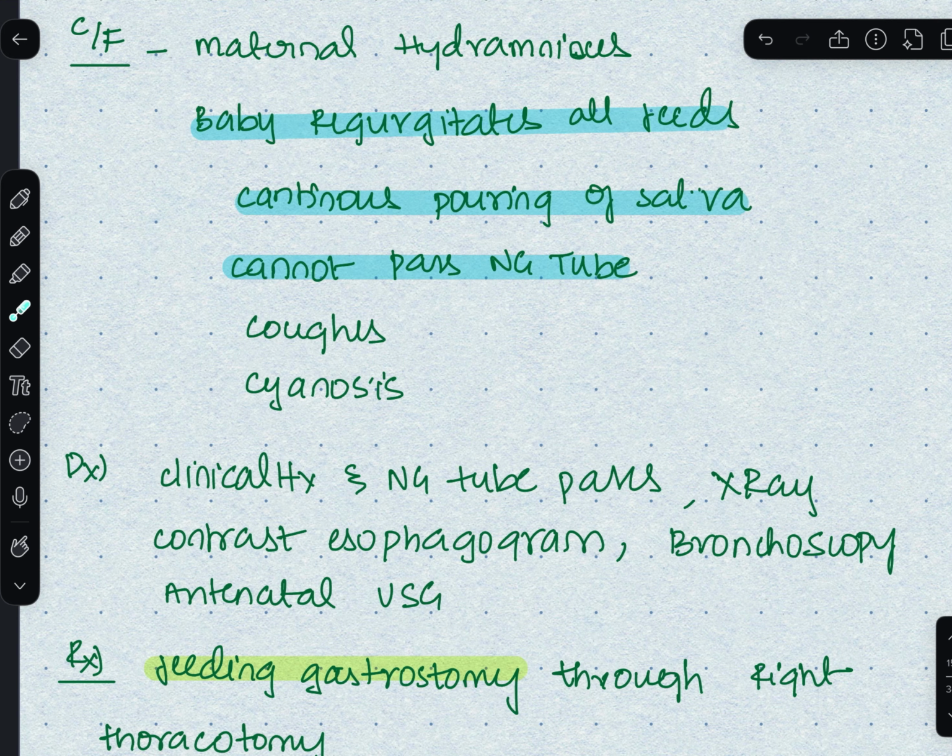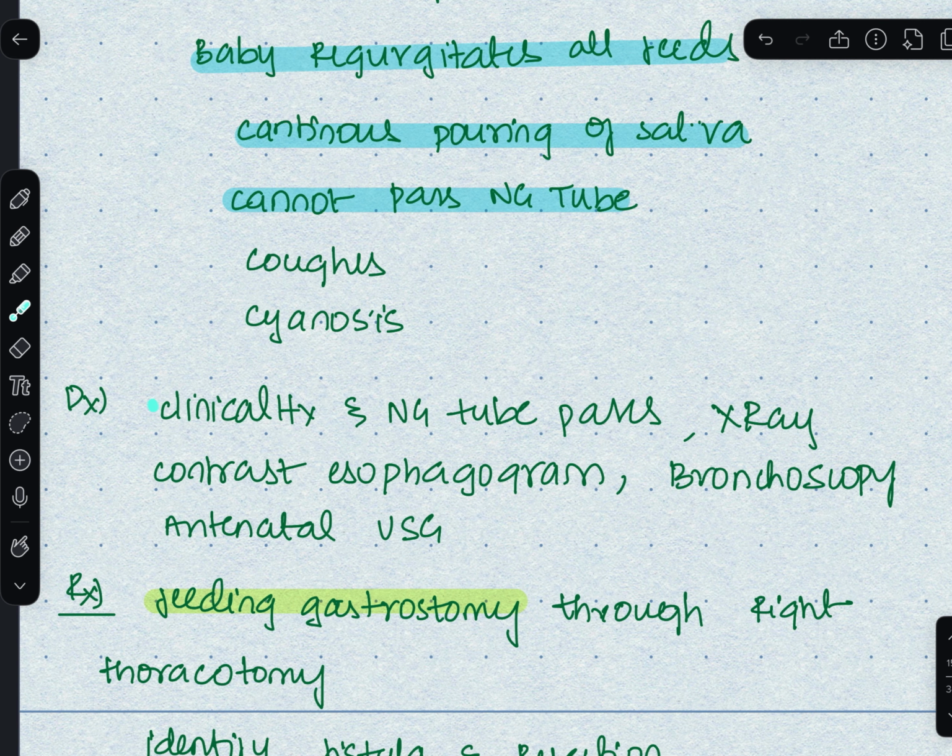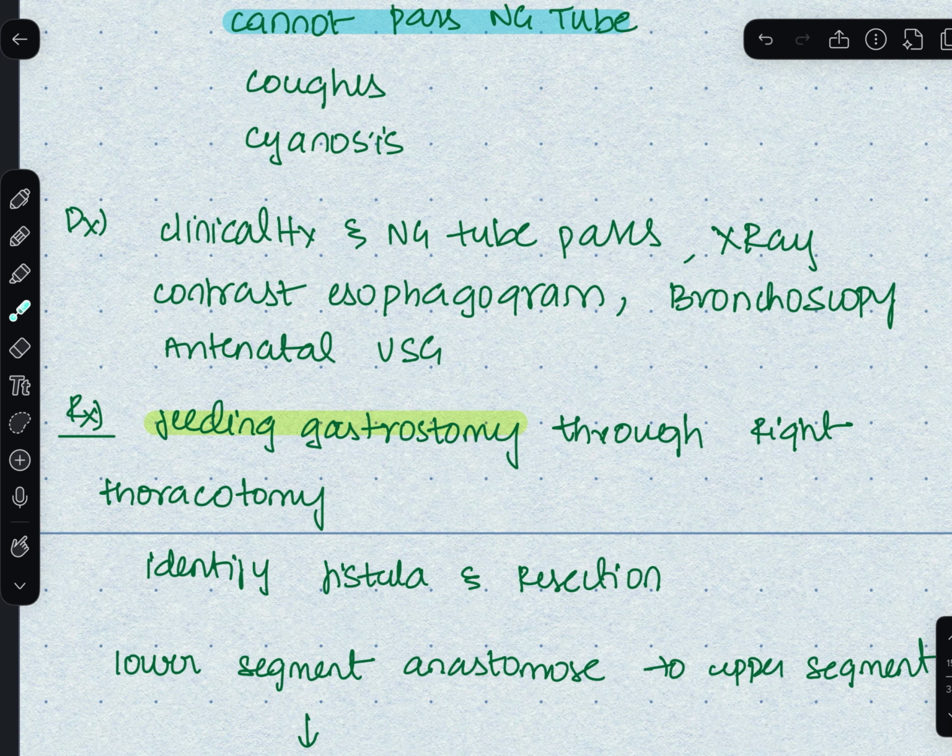So for the diagnosis you can take the clinical history, where they'll give the signs of regurgitation of the feeds, continuous pouring of the saliva, and also you can take an X-ray to see the NG tube which is not passing through the esophagus. Okay? Contrast esophagogram and bronchoscopy, antenatal USG can also be done because it is associated with other VACTERL group of anomalies, right? So you can do USG in the antenatal period itself.